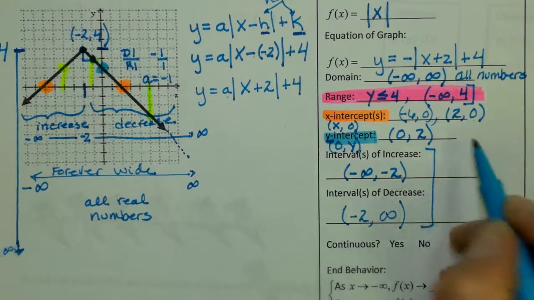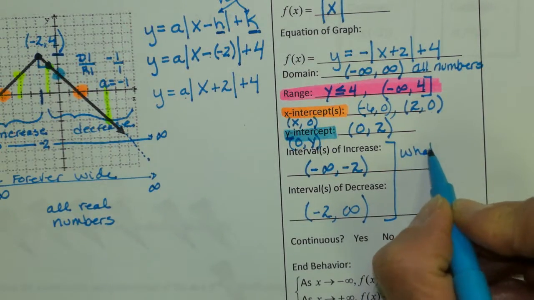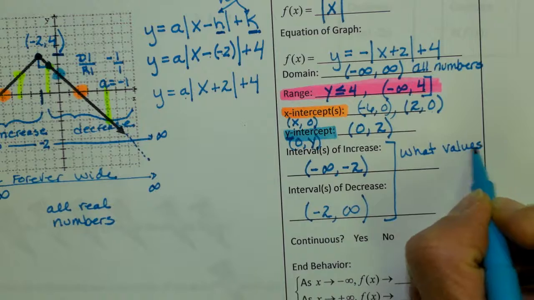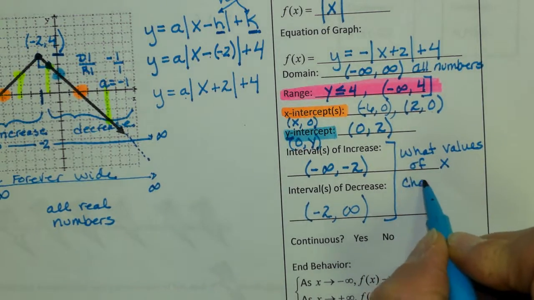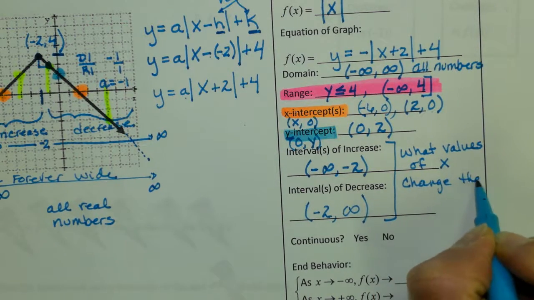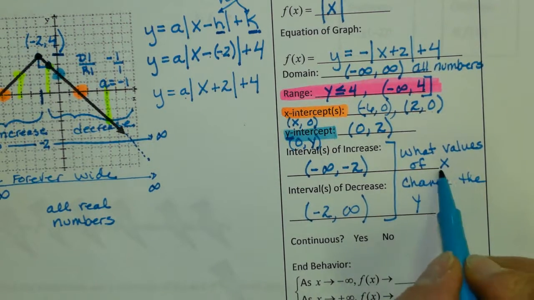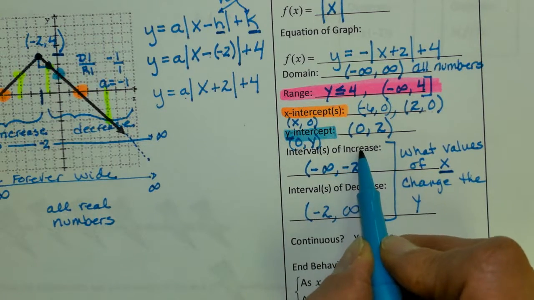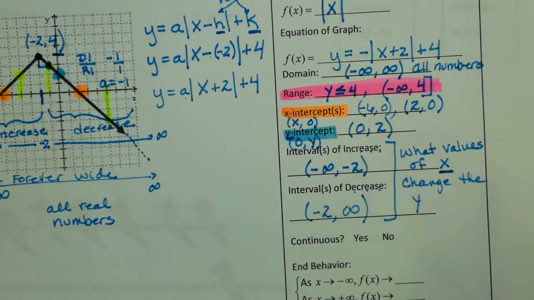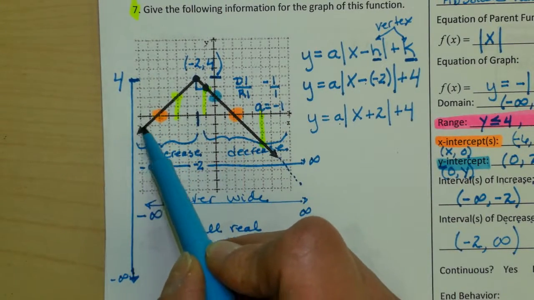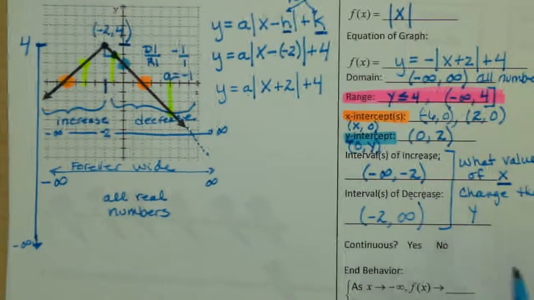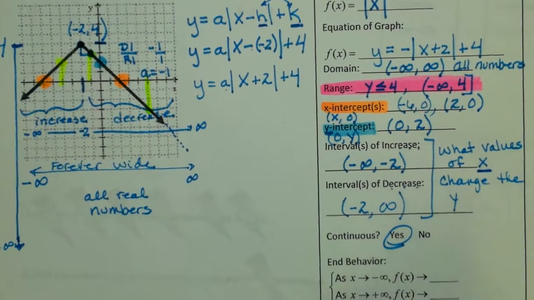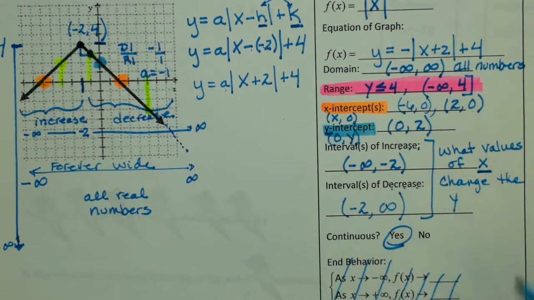So remember, this is what values of x change the y. Okay, so I'm looking for values of x. This here, my y is getting bigger. This here, my y is getting smaller. Continuous. Can I draw this function without ever having to lift my pen off the paper? The answer is yes, and good for you. We're done. We're not going to do end behavior.